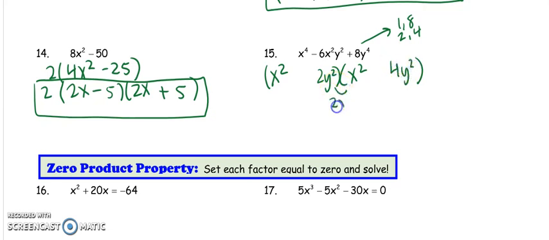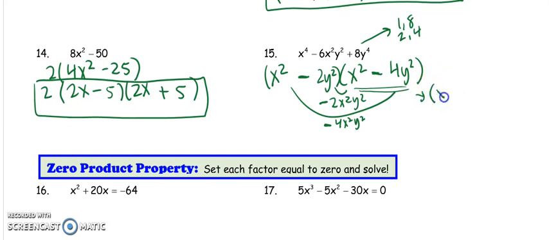Check your middles. 2x squared y squared, 4x squared y squared. I want a negative 6. That means both of these will have to be negative. Now, before you think you're finished, you're not, because look at this one right here. It goes further. So we're going to bring this x squared minus 2y squared down, and this one does not go further because you can't take the square root of 2.